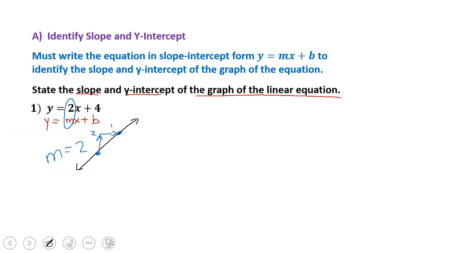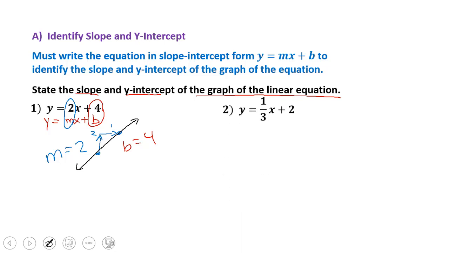And then the intercept. Where, pray tell, is this graph crossing the y-axis? And that is what is in the b position. And of course, b is going to be positive 4. So this line has a rise of 2, a run of 1. It crosses the y-axis at 4.